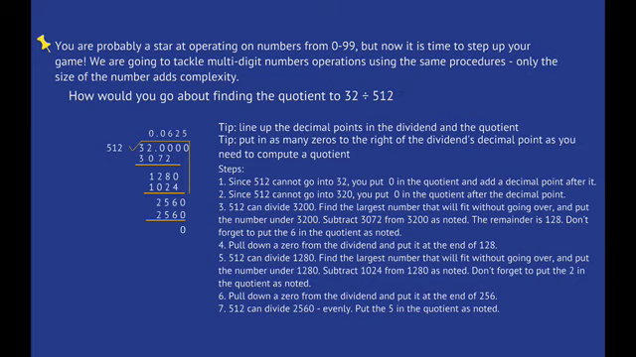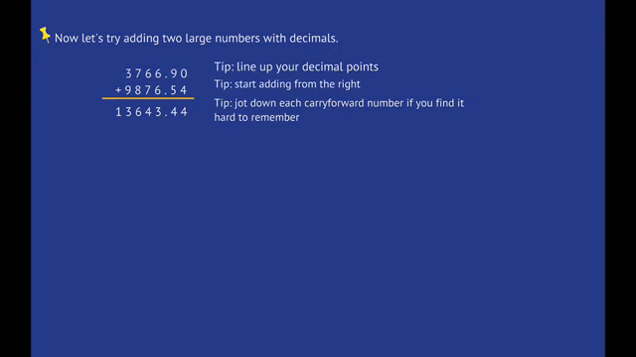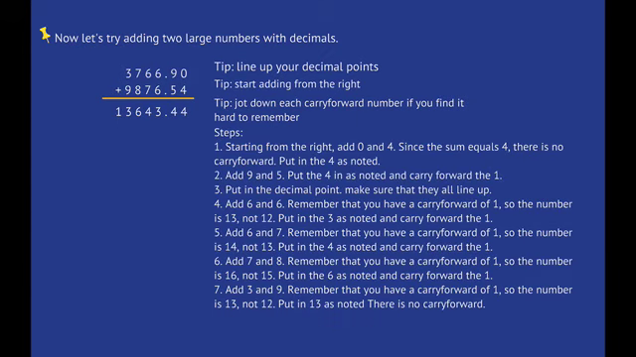Steps are in the slides. You can go through them one by one. We won't go through them here. But it's a standard procedure, and you should have no problem with it. Now let's try adding two large numbers with decimals. Tips are: line up your decimal points, start adding from the right, and jot down every carry forward number if you find it hard to remember. So there are the steps. And again, this is standard addition. Just make sure that you line up your decimal points and add correctly.